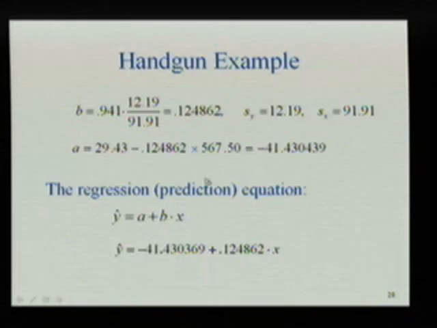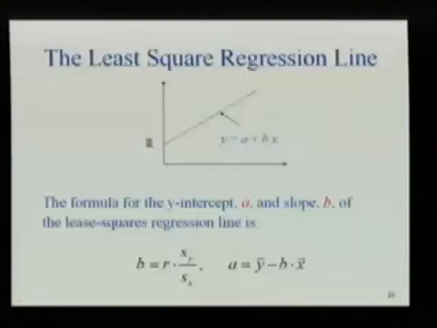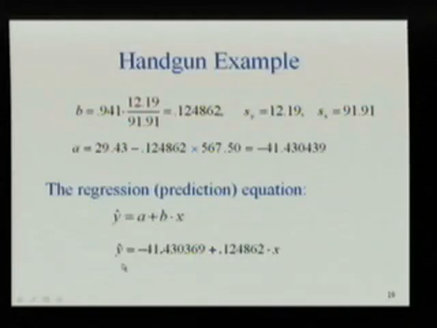Okay. Again, these are just application of this formula. You calculate B first using the correlation and the standard deviation for both X variable and Y variable, right? And then calculate A. You do B first and then calculate A. Okay. So you can get these. Now you have this equation, you can do prediction.